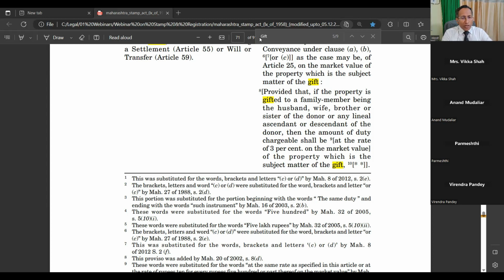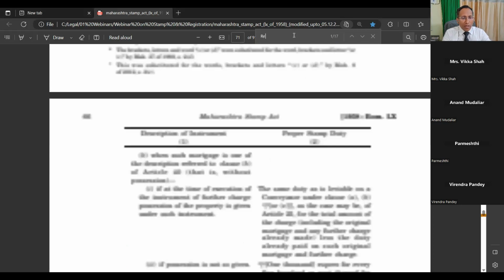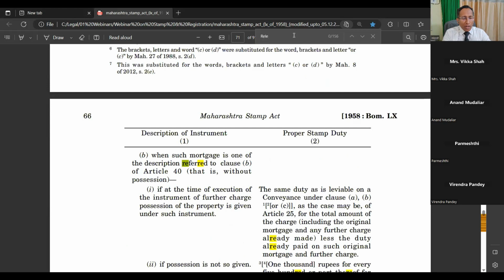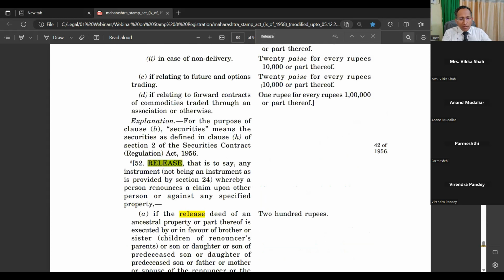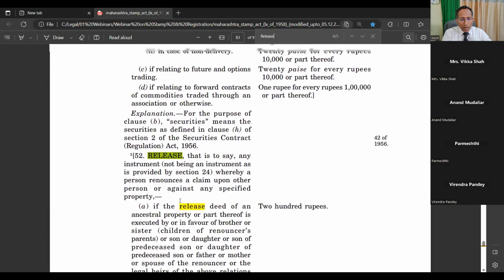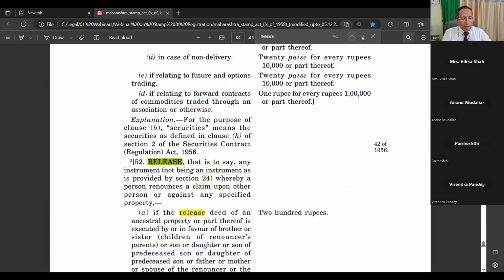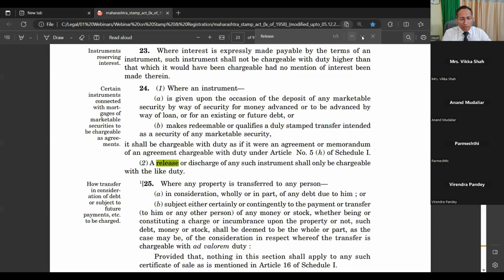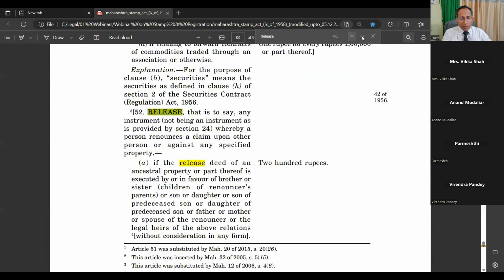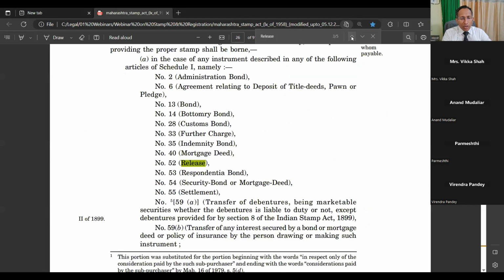Just let me check, because this is a topic which has come up. Let's check whether the release deed is defined in this. I think it is not actually clear. No, I believe it's not defined anywhere.